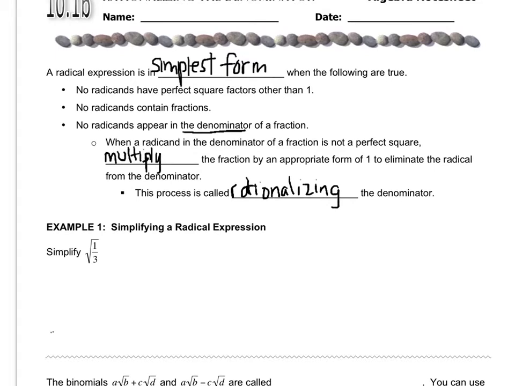Now, if you were to split this up, you would say this is the square root of 1 over the square root of 3. Well, the square root of 1 is 1, but the square root of 3 doesn't reduce. And technically, a fraction is not simplified if it has a radical in the denominator. So what you want to do is multiply by that radical, and look at what happens. You'll get square root of 3 on the top, and then this gives you the square root of 9, which is 3.